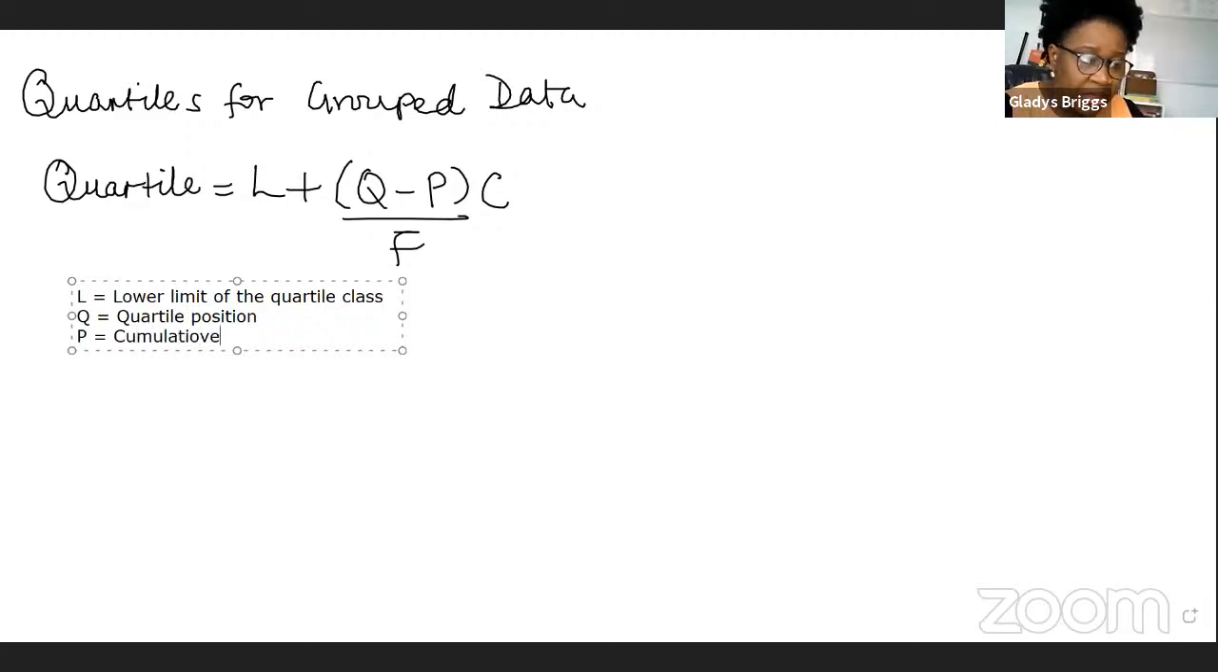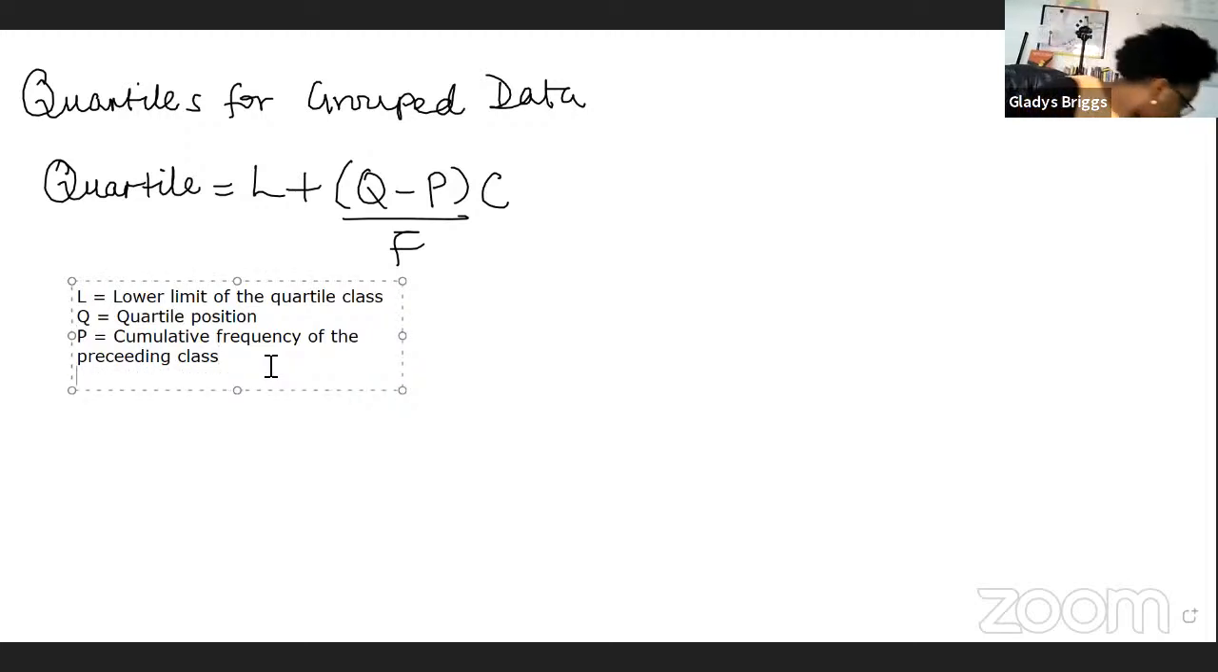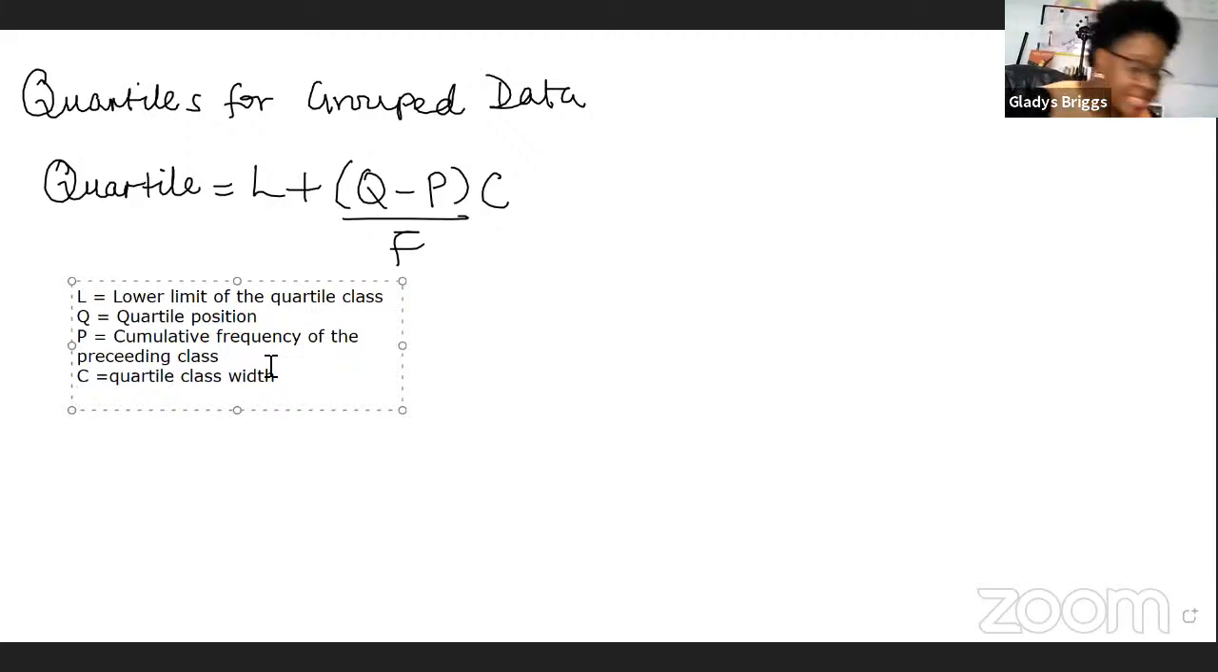Cumulative frequency of the preceding class. Let me spell that correctly. And C stands for the quartile class interval or the class width. And F stands for the class frequency.